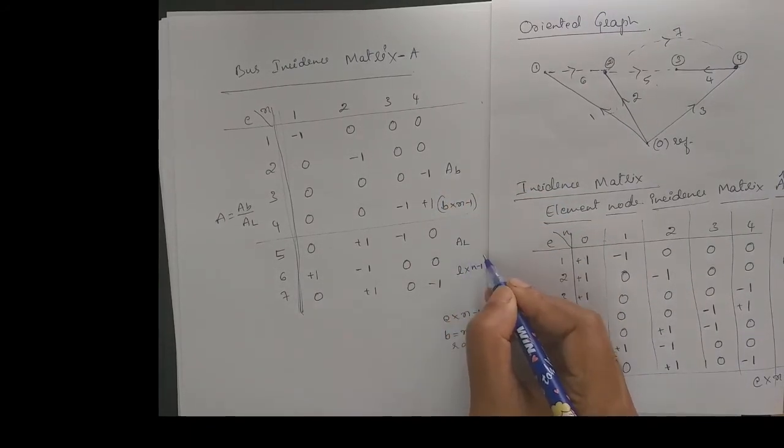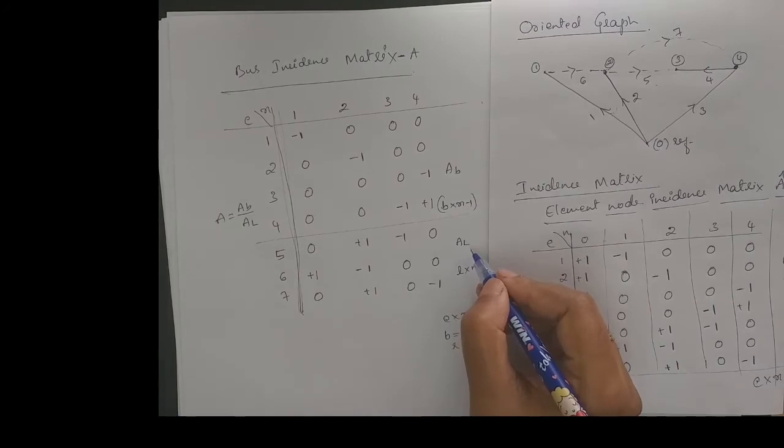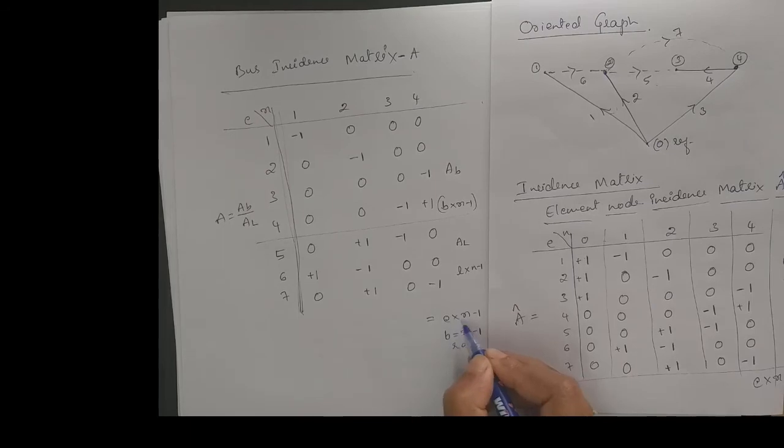AL is the link branch matrix. This is the tree branch matrix and this is the link branch matrix. So the total order of the matrix is E cross n minus 1. The rank of the matrix is n minus 1, which is equal to the number of tree branches.